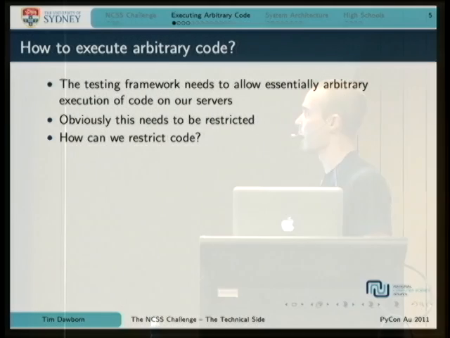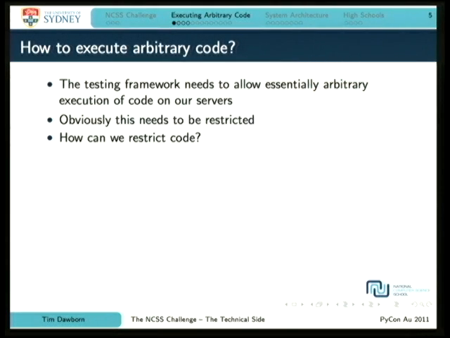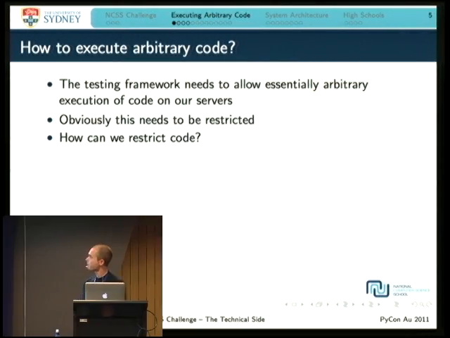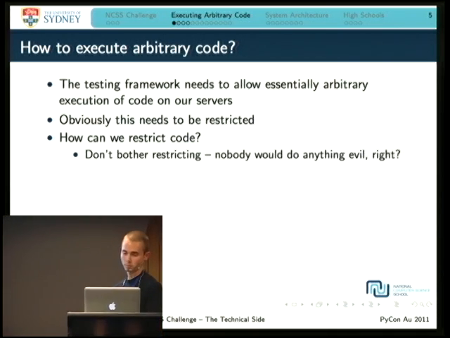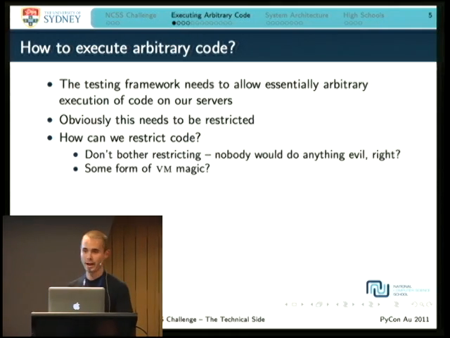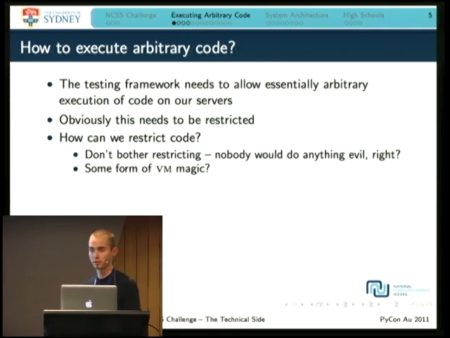So, executing arbitrary code. Bad. The testing framework needs to allow arbitrary code execution. So what do we need to restrict on our servers? Do we bother restricting? Who would want to do anything evil on our servers? How could we do this? We could do some kind of virtual machine magic. Maybe. Virtual machines are kind of a large solution though. When you're running, say, 40 test cases a second at peak, firing up 40 VMs is not a particularly nice solution.